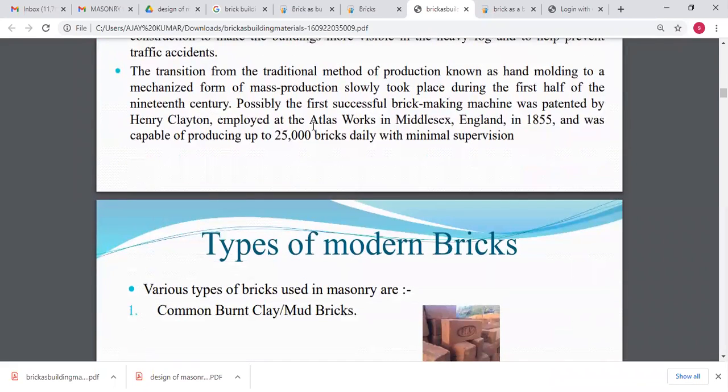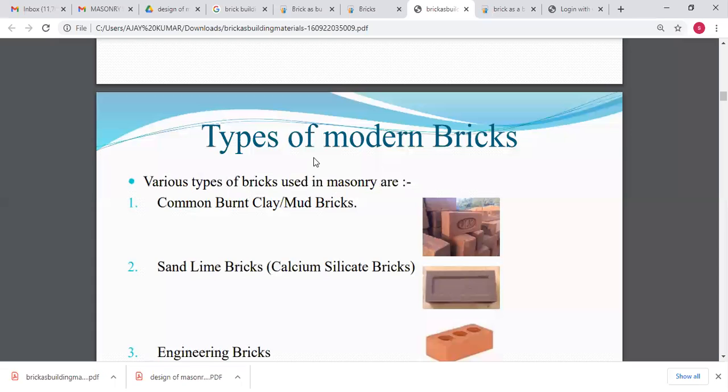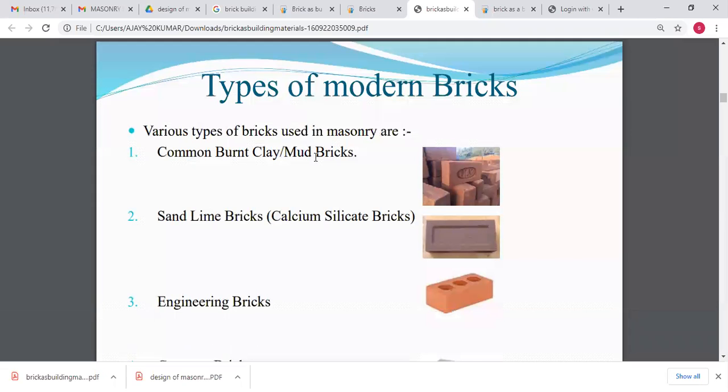The transition from the traditional method of production to non-hand molding was in the year 1855 in Middlesex, England. It was capable of producing 25,000 bricks daily with minimal supervision. So these are not important for the examination purpose, but this is just a brief history about the bricks.